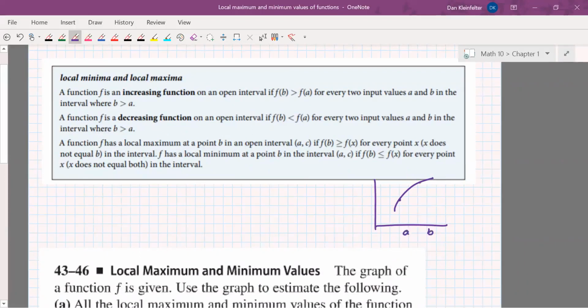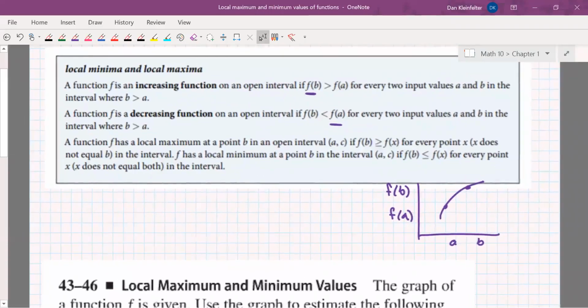So there's A and B like that. B is bigger than A. How is f of B related to f of A? Which one's bigger? If it's increasing, f of B will be bigger. If it is decreasing, f of A will be bigger. All right, so you can contrast that to the other kind of description of increasing and decreasing that we have seen.